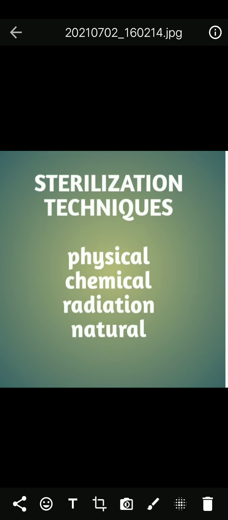What is the physical method? Under physical method, two types are there: moist heat and dry heat, that means autoclave and hot air oven. Already you know about autoclaving and hot air oven. And after that, chemical sterilization. What is chemical sterilization? It is also called cold sterilization or disinfection by disinfectants. Disinfectants means alcohol, phenols, Lysol, or detergents.